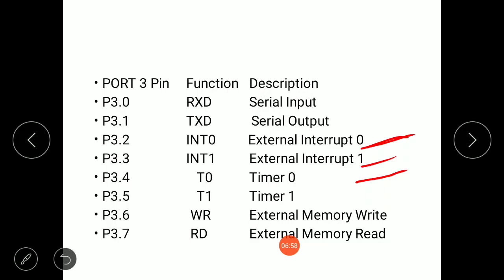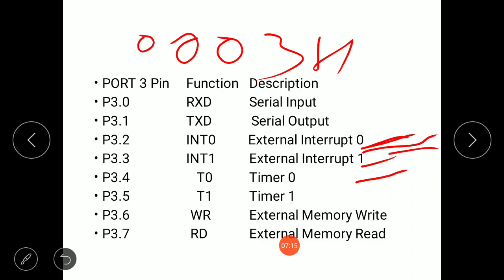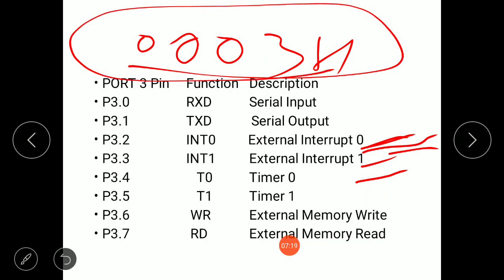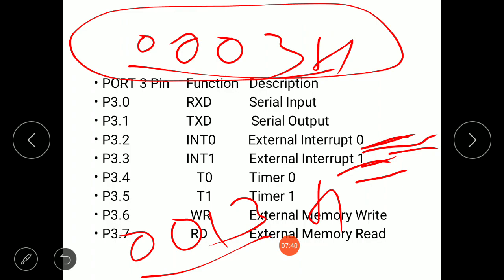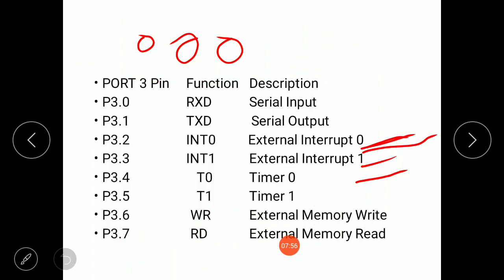That is, if external interrupt 0 is activated, then the 8051 microcontroller will get interrupted in whatever it is doing and jump to the vector value of the interrupt, that is 0003H, and start performing the interrupt service routine from this vector location. Similarly, when external interrupt 1 is activated, the 8051 again gets interrupted in whatever it is doing and jumps to the vector value of the interrupt, that is 0013 in hexadecimal format, and starts performing the interrupt service routine from this vector location. So this is the function of the port 32 and port 33 pins.